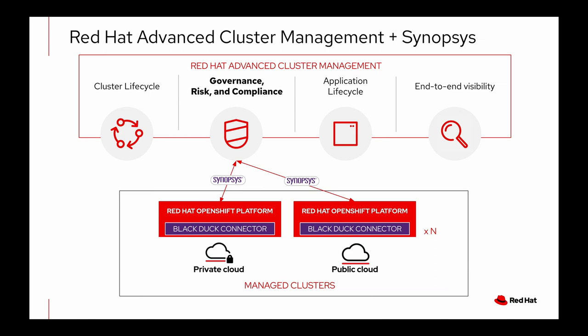Now for this video, imagine you had a fleet of more than one cluster, either on-prem or in the cloud. Maybe you have a combination of both. Well, deploying the Black Duck operator and connector is very straightforward on one cluster. But let's say you had 5 or 10 or 100 clusters, that task starts to become a bit redundant and you can waste a lot of your time.